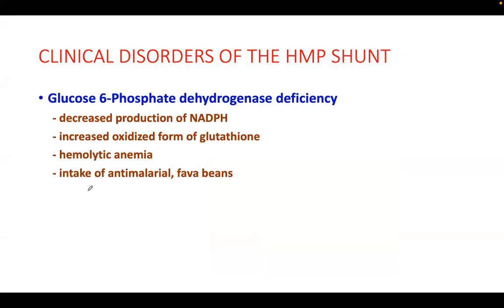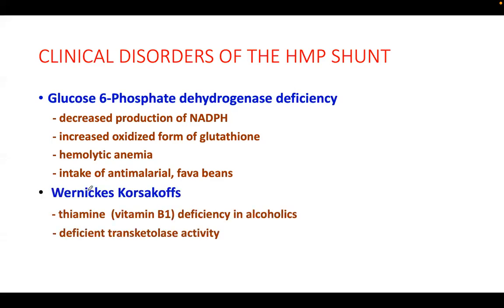Then other disorders mentioned in the textbook. So we mentioned the G6PD already. So intake of antimalarials, fava beans, hemolytic anemia. Then we have the Wernicke-Korsakoff, which is associated particularly in what population of patients? What populations would usually be developing Wernicke-Korsakoff encephalopathy? It is usually the alcoholics. So this is thiamine deficiency or vitamin B1 deficiency. What is that enzyme again, which contains thiamine? That very important enzyme, which plays a role in the pentose phosphate pathway, it is transketolase.